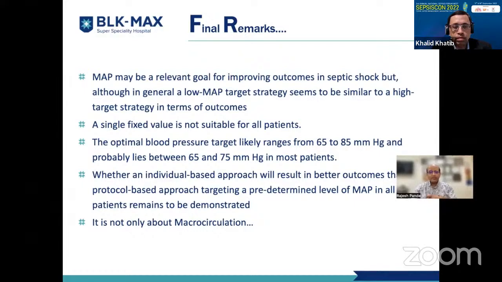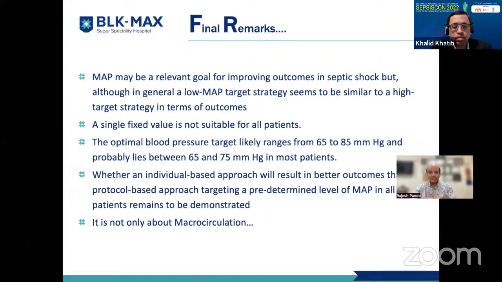And one very important thing is that it is not only about macrocirculation. Although we don't believe in the EGDT reverse EGDT trial, the microcirculation cannot be ignored when you are looking at mortality and only at the correlation of MAP with 28-day or 60-day mortality. So I think a more pragmatic study would be one that includes the microcirculatory data, and tells us whether the macrocirculatory targets have an impact in the absence of microcirculatory data. So that possibly will answer.